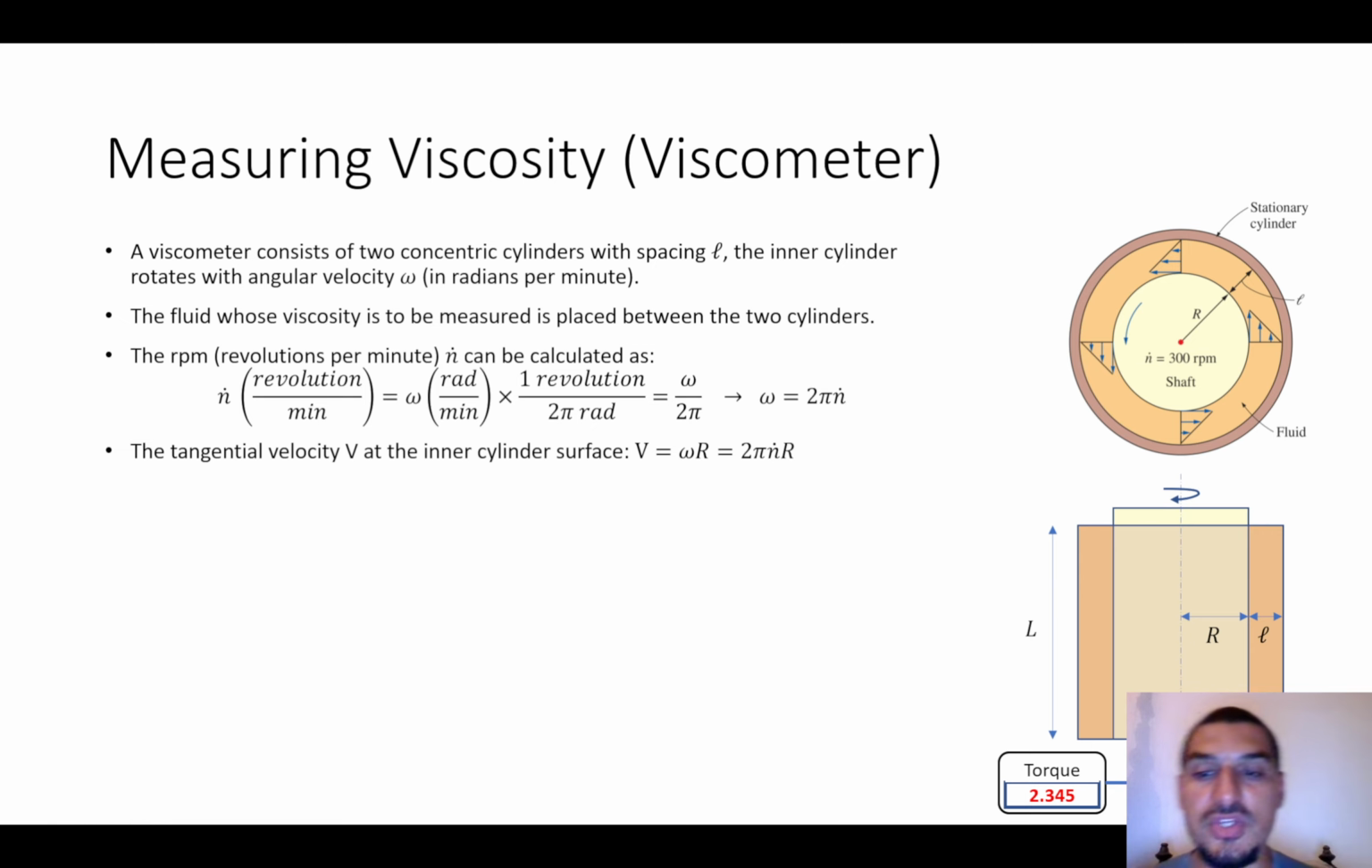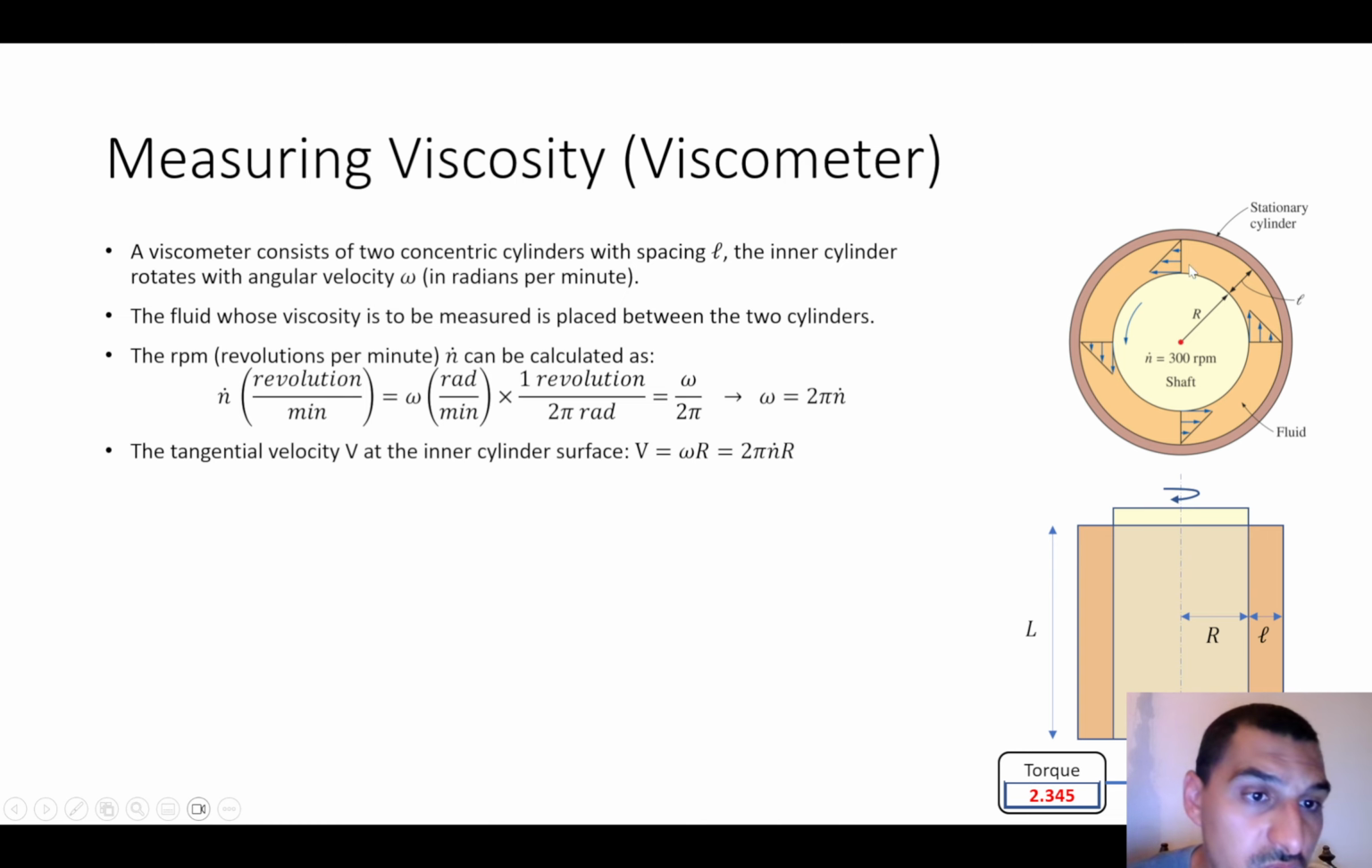Okay, and the tangential velocity, which is the velocity at this surface, parallel or perpendicular to the radius, which we can see here from this velocity profile, is omega times r, which is 2 pi n times r. So this is the tangential velocity.